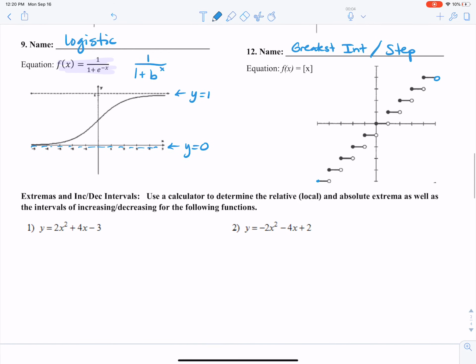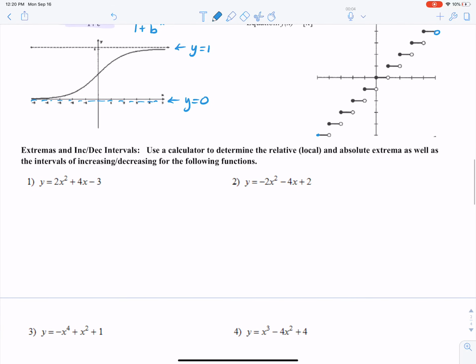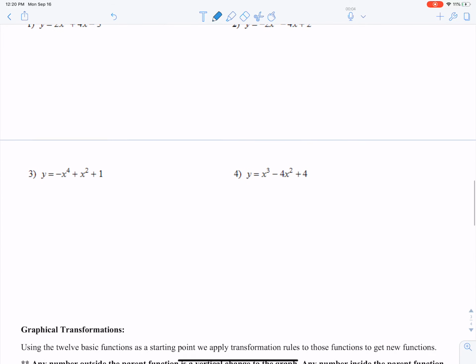All right, this next section we are not going to spend too much time on right now in the video because you need to use a calculator, and I cannot show you a calculator on our handy dandy little video here. But we have talked about this before, our local and absolute extrema we talked about in Math 3, so we'll go over that in class.